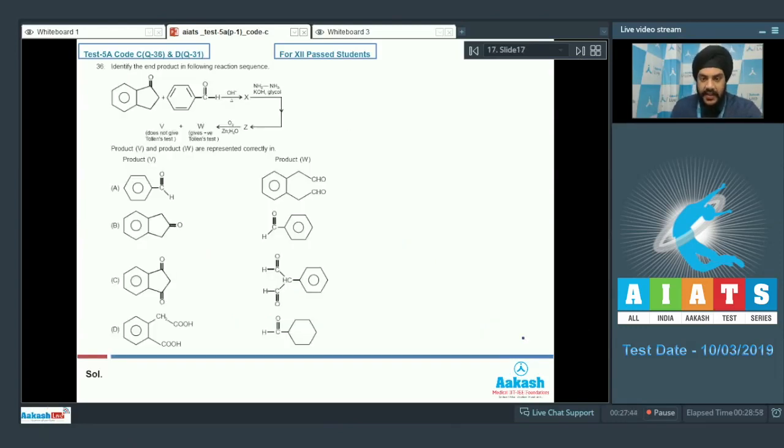Question number 36. Identify the end product in the following reaction sequence. We have been given a ketone and an aldehyde allowed to react in the presence of OH minus and heat. So these are the aldol conditions. The aldol conditions will lead to the formation of this compound.